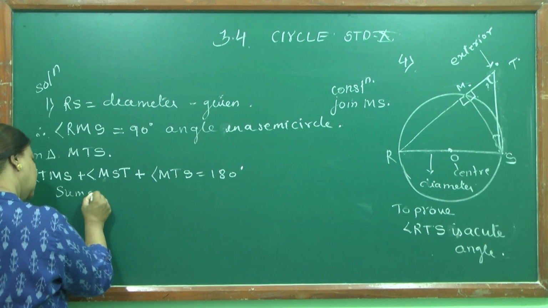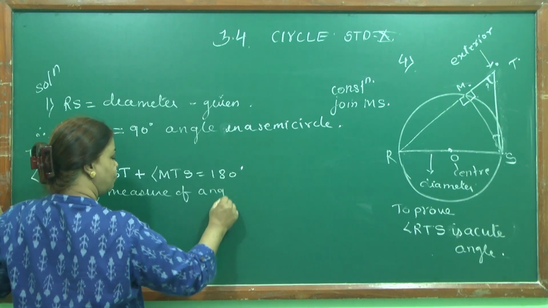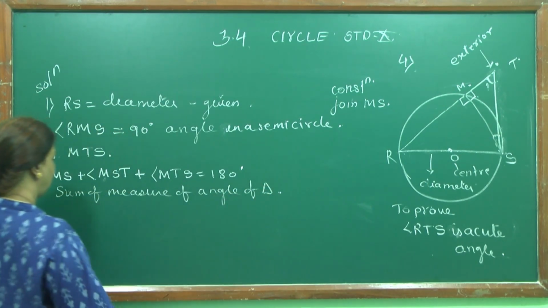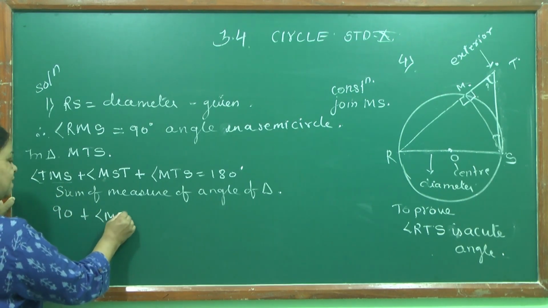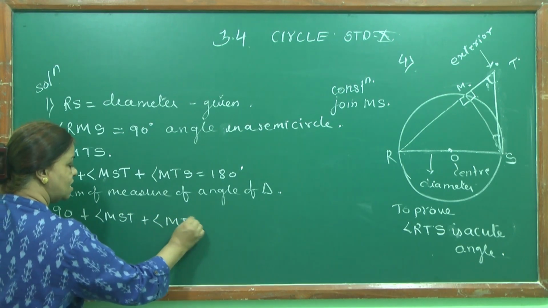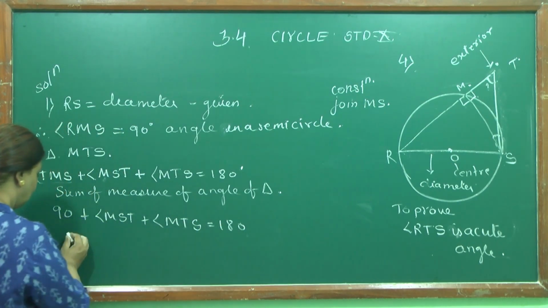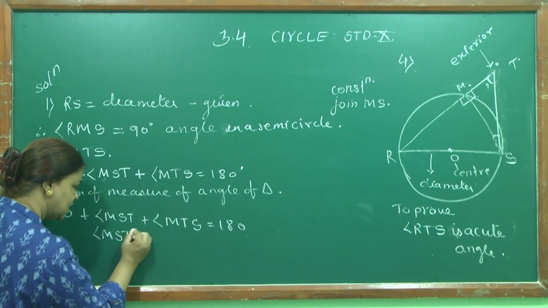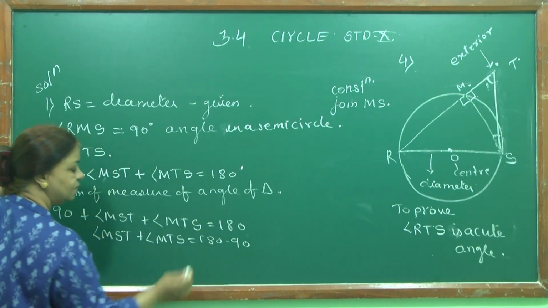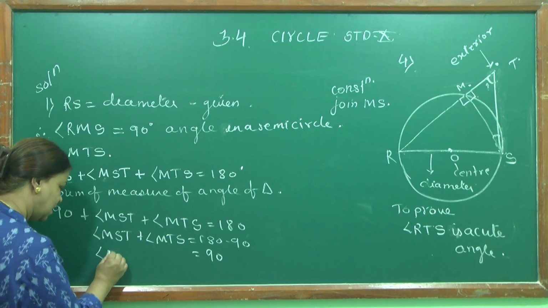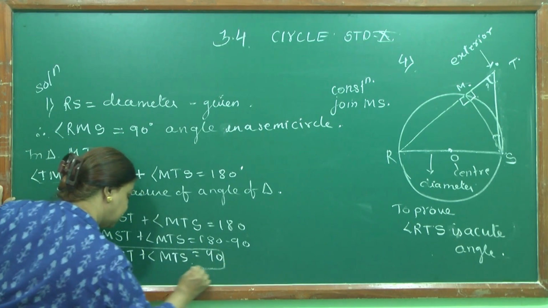The sum of the measures of the angles of a triangle. Now TMS is 90 degrees, plus angle MST plus angle MTS is equal to 180 degrees. Now this 90 will move to that side. So angle MST plus angle MTS is equal to 180 minus 90 degrees, which is equal to 90 degrees.